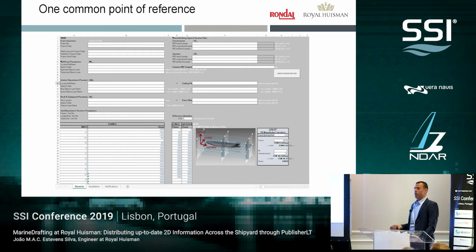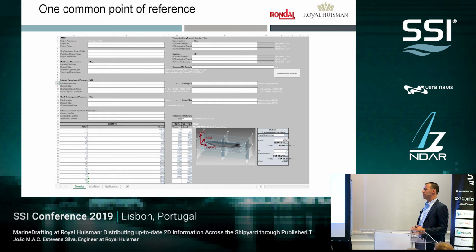We have what I call one common point of reference. Knowing that all the locations of the files are known and don't change, and that these models don't exist in several versions, there's only one model for the model line, and only one model for the net spaces, and so on. We know these locations, so we track everything in one Excel file. Everything is mapped out here, and the locations, frames, longitudinals, and waterlines are listed here.